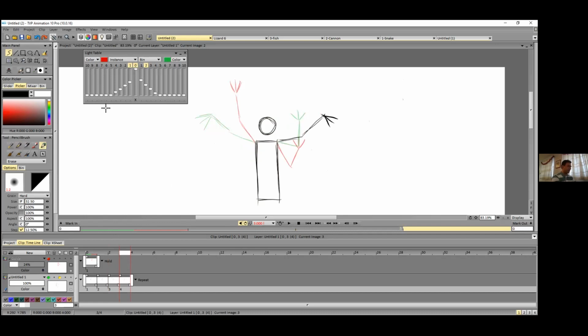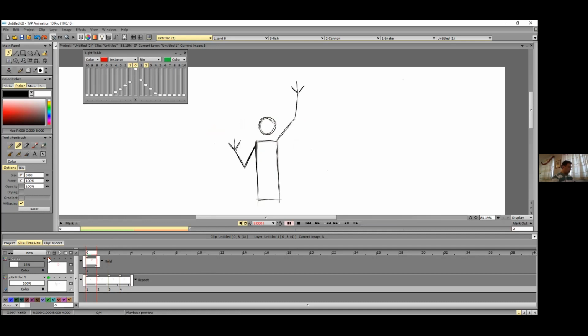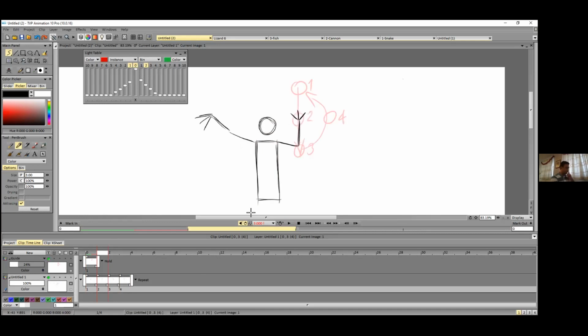And in the last frame, it should be like this. So these are my keyframes for the hands.